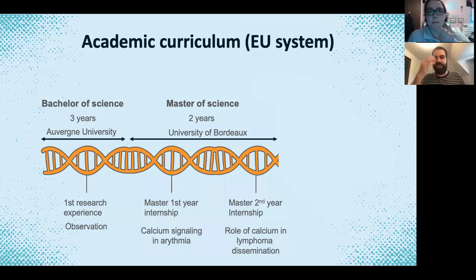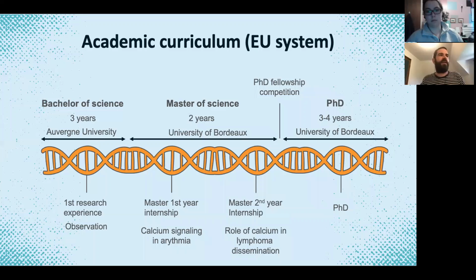After the Bachelor of Science, I did a Master of Science at the University of Bordeaux, where I did 2 internships, one in calcium signaling with a lot of animal models. I was working on a rat model. And after my second year of master, I did an internship in calcium signaling in cancer. After that, I went through the PhD fellowship competition, because in France, there is a competition at the end of your master to basically get money. If you have money, you can do your PhD. If you don't have money, you're not allowed to do a PhD.